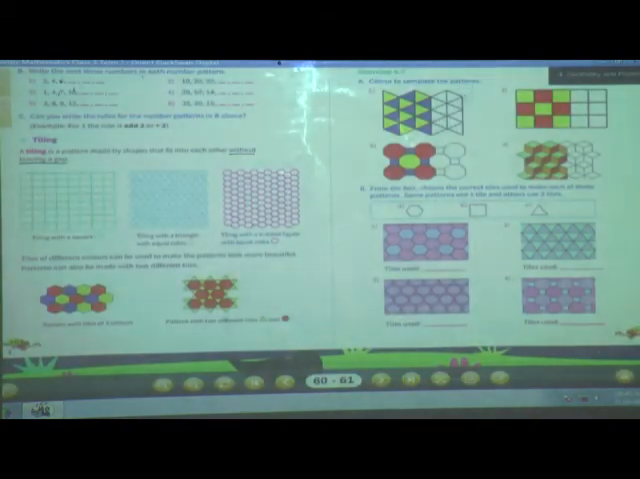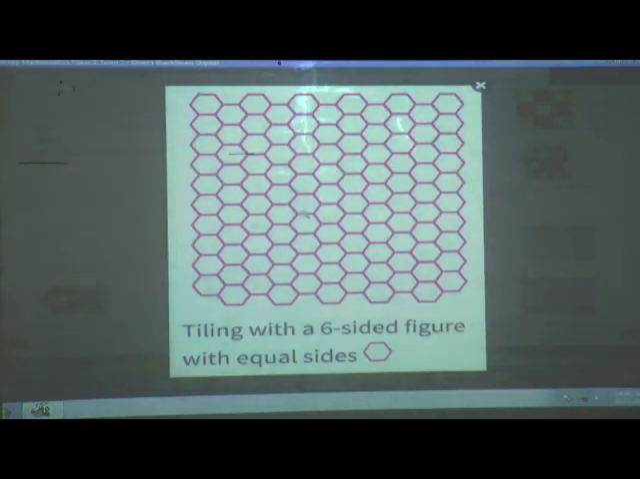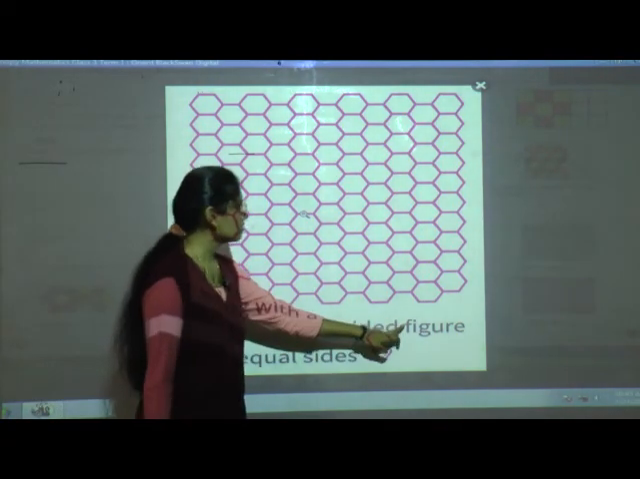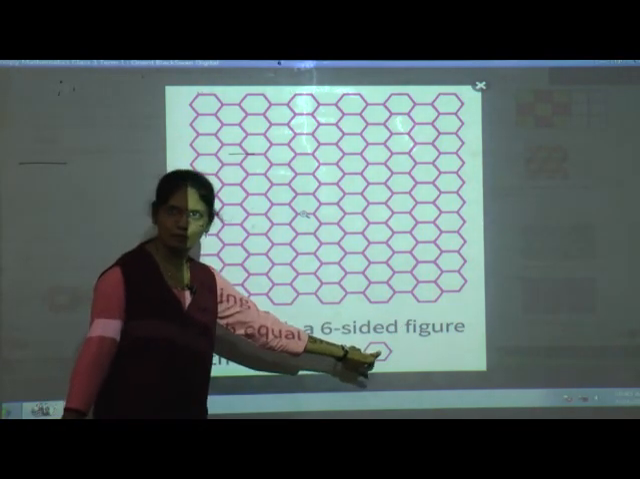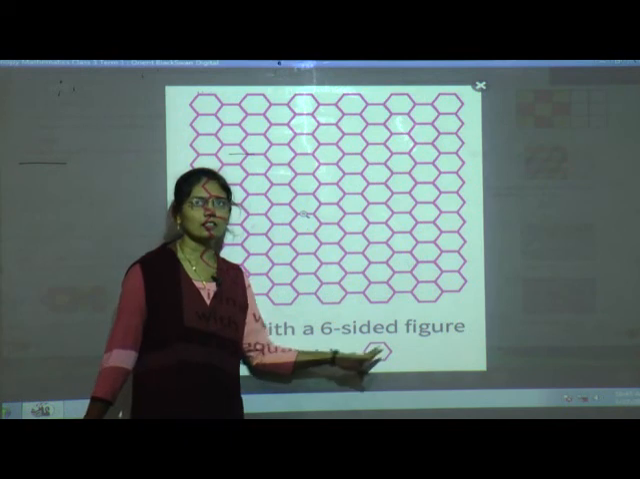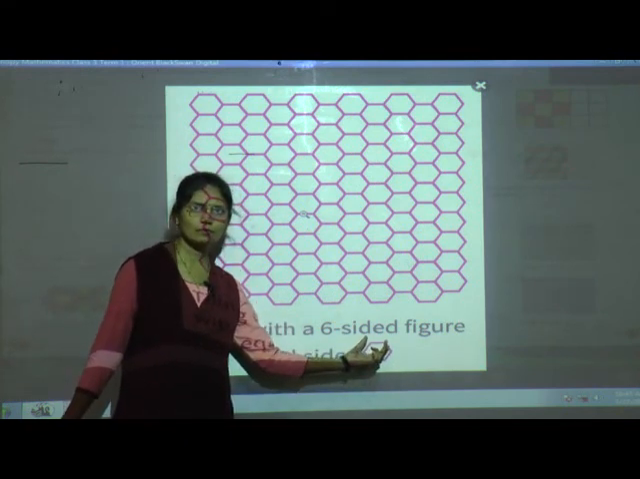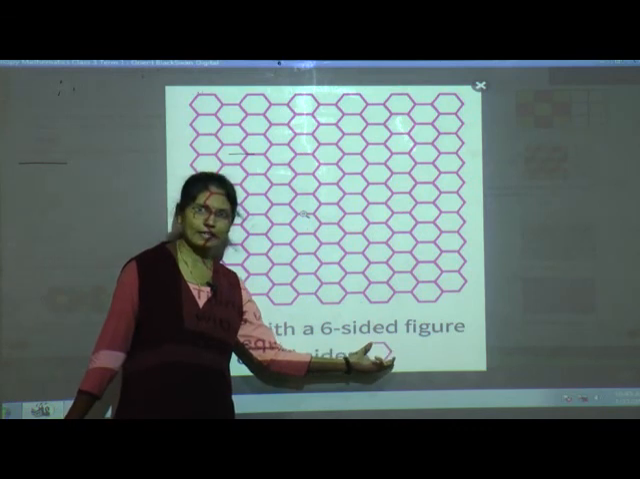Then the third is a tiling with a six-sided figure. See, this is a six-sided figure. If we count the sides, a six-sided figure is there. And what is the name of this figure? Yes, it is a hexagon.